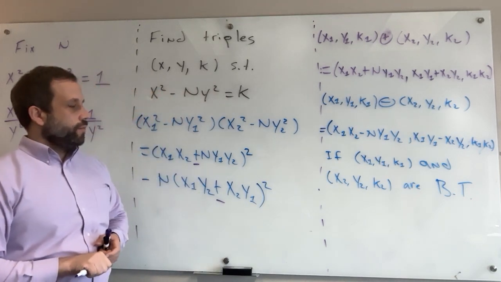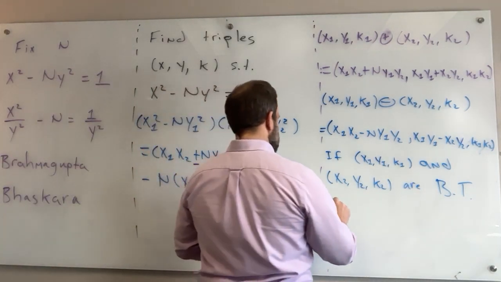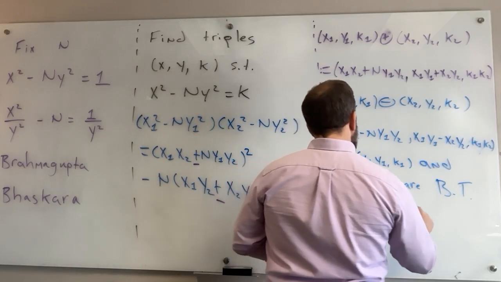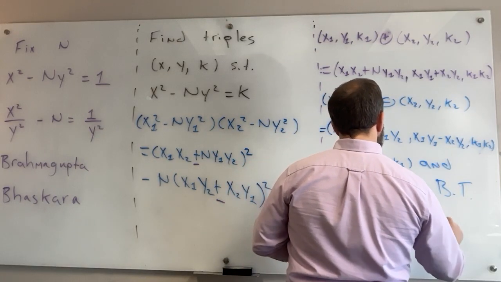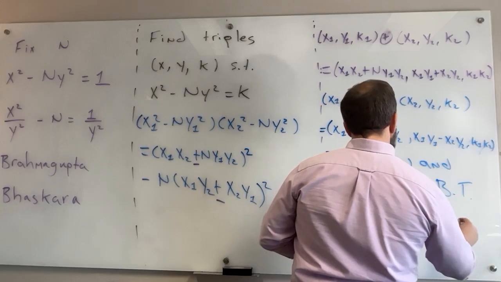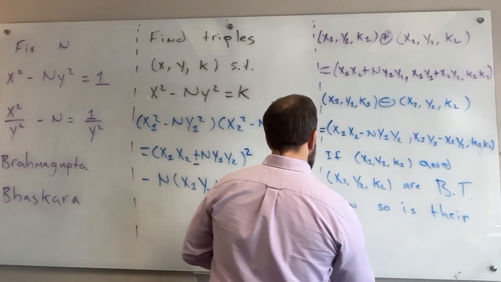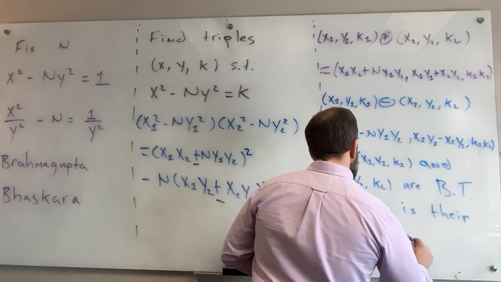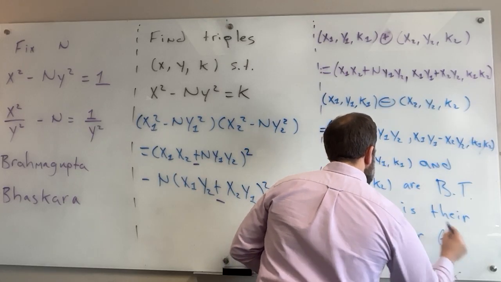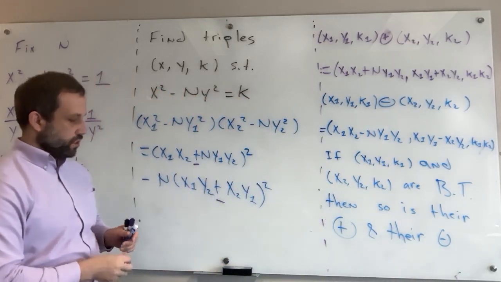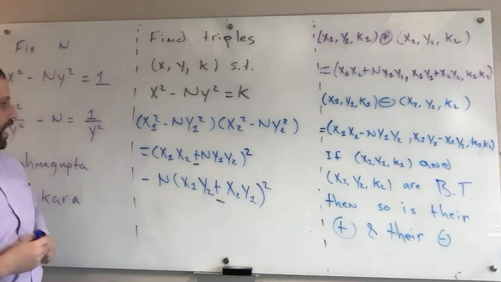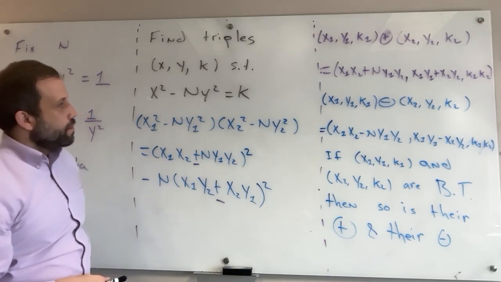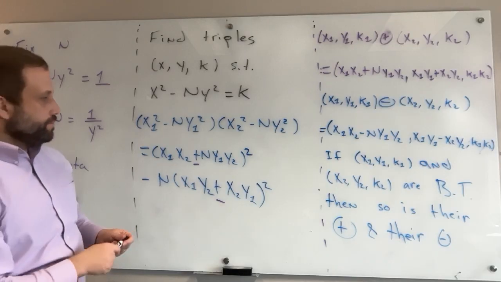If these are Brahmagupta triples, then so is their sum and their difference. Okay, and the idea is going to be this identity over here, because we see what's going to happen here.